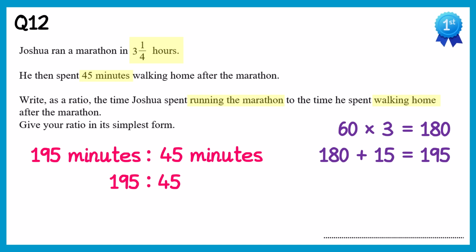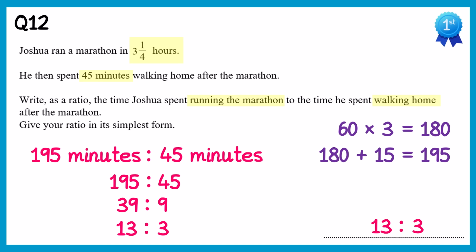We now need to give this in its simplest form. We can do this by dividing both of these by 5. Remember, use your calculator and you'll get 39, and 45 divided by 5 will give you 9. These can also divide by 3, 39 divided by 3 is 13, and 9 divided by 3 is 3. This is now in simplest form, so the answer is 13 to 3.